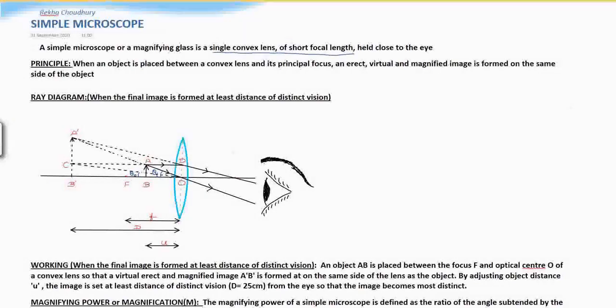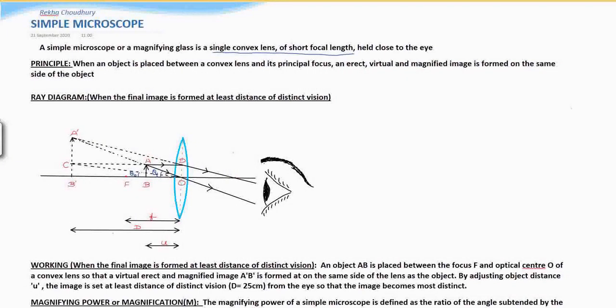Why we are taking a short focal length convex lens, we will know later. Then the principle of a simple microscope. We know that when the object lies between the focus and the optical center of a convex lens, then the image formed is erect, virtual and magnified, and it is formed on the same side of the object. This is the principle of a simple microscope.